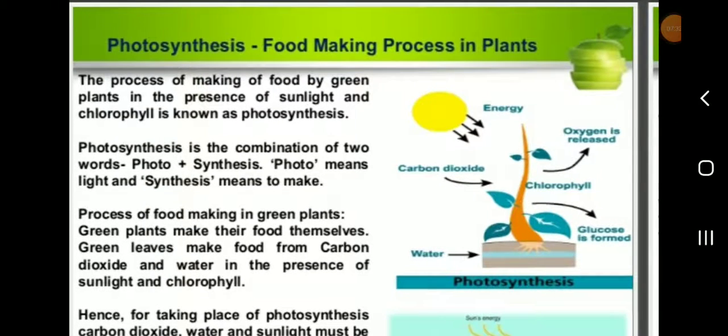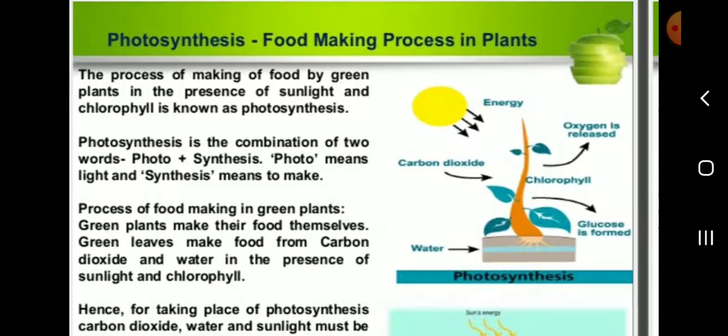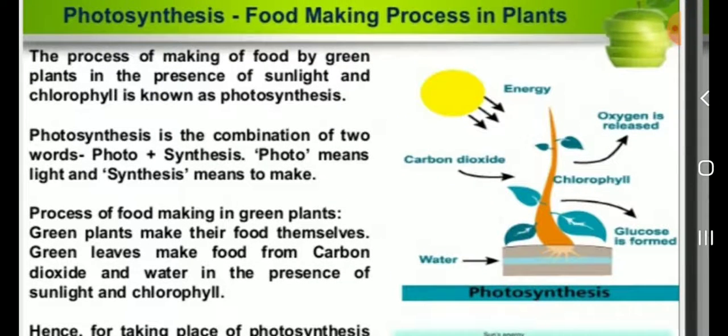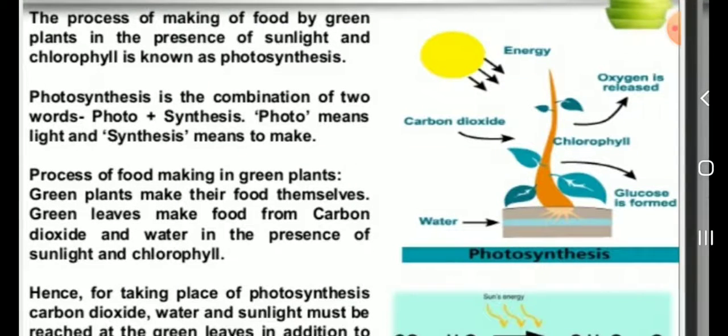Then photosynthesis, the food making process in plants. This is a photosynthesis picture. First, define photosynthesis. The process of making food by green plants in the presence of sunlight and chlorophyll is known as photosynthesis. Photosynthesis is the combination of two words.